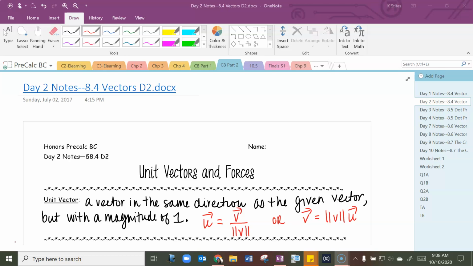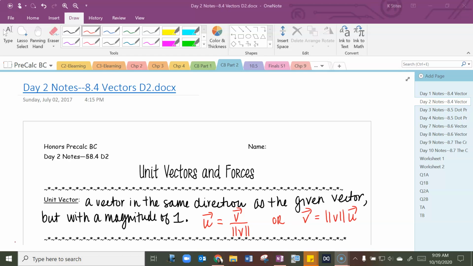And you may ask, what is a unit vector? Well, a unit vector is a vector in the same direction as the given vector, but with a magnitude of 1. So remember, you can think of our magnitude as like our length, and we're going to see some more application with what magnitude really means over the next few days. But for now, if you're thinking of a vector as an arrow, it's really the length of that arrow. So going in the same direction, but with a length or magnitude of 1.